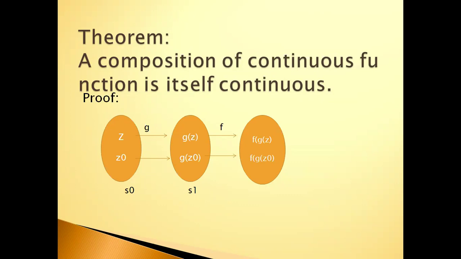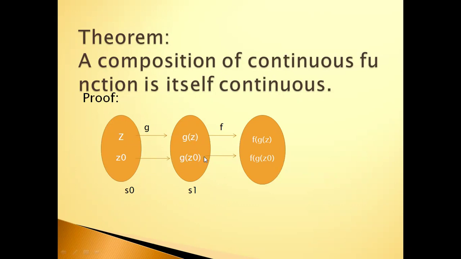It's clear, I think. Okay, so we see the diagram. First, this is point z, and z naught is inside that point. Next, taking function g, so g of z and g of z naught. Next, taking another function, that is f. So f of g of z and f of g of z naught. The first set is S naught and the second set is S1.